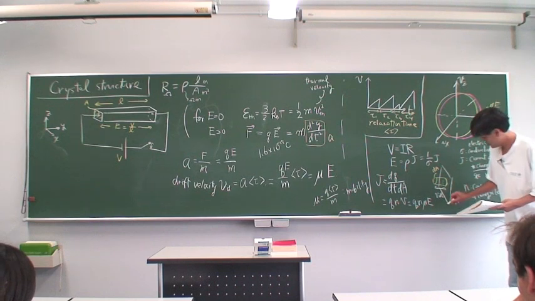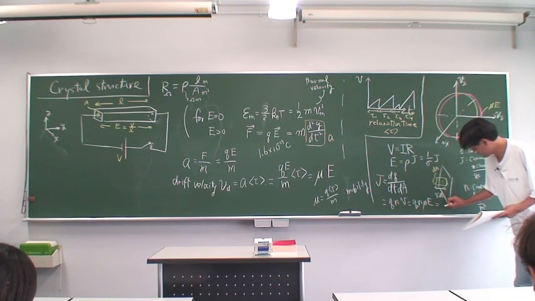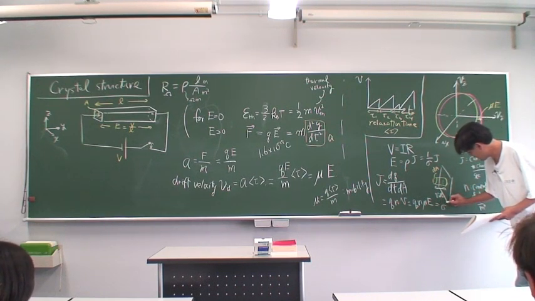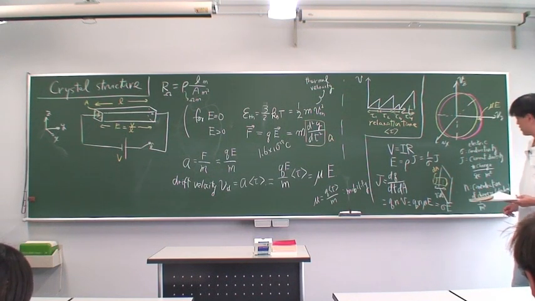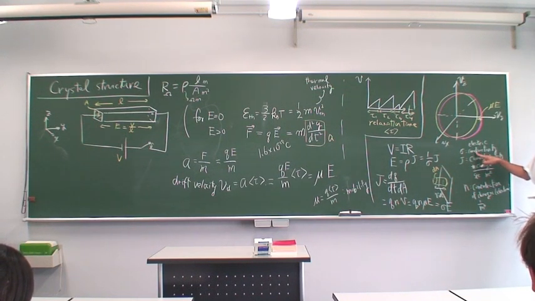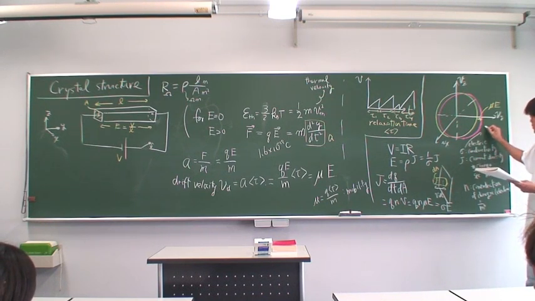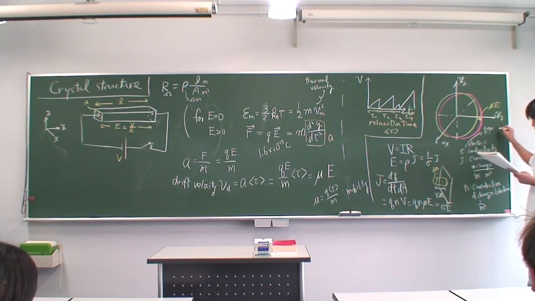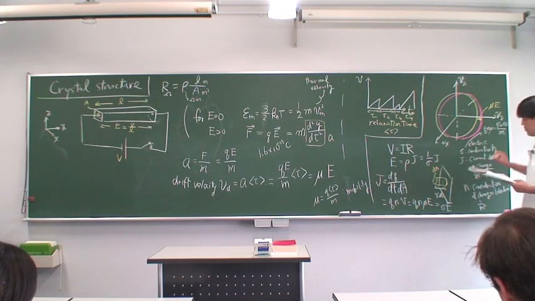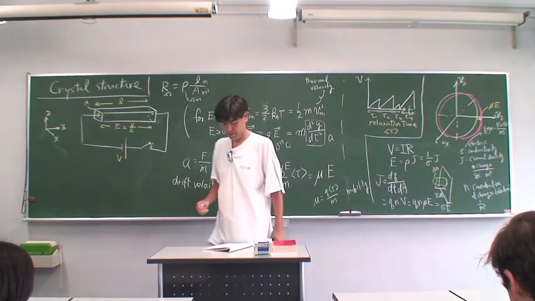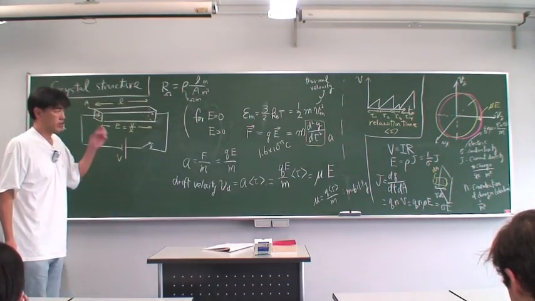And that's known as, we will usually write this sigma E, where sigma is the conductivity. Sigma is therefore Q and mu equals Q squared N tau over M. So this is where I wanted to get to.